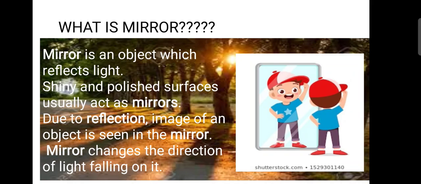Children, we have already discussed what a mirror is. We all know that a mirror is an object which reflects light, and usually a shiny and polished surface acts as a mirror. So any polished and shiny object that reflects light is a mirror, and you know that it is coated with a metal called amalgam on one side. And we know that a mirror changes the direction of the light that falls on it. An image is formed.